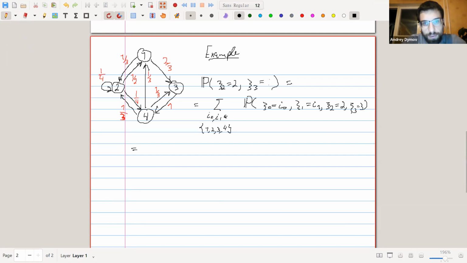Okay, so this will be the second example. So this is B and example A. Example A is the probability that xi2 equals 2 and xi3 equals 3. This is indeed just zero because if at the moment of time two we are here, then to arrive at the moment of time three, at the position three, we should pass by one arrow, right? But there is no path in one step from the position two to the position three. So this is zero.